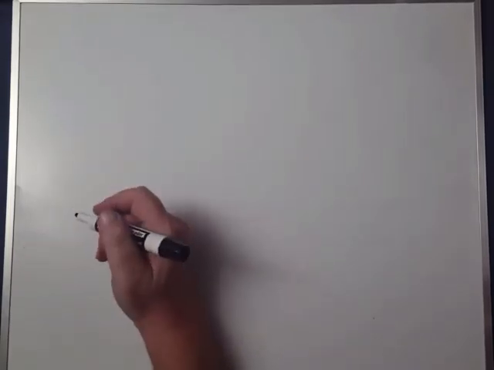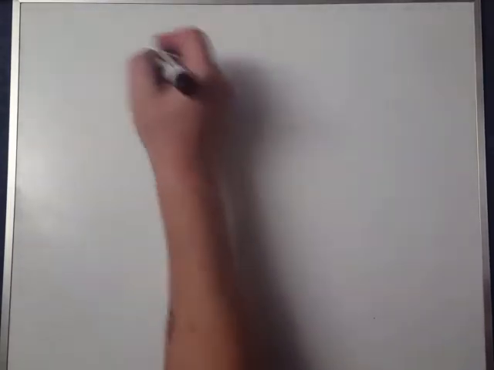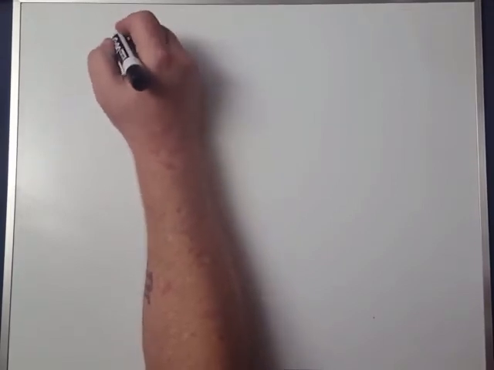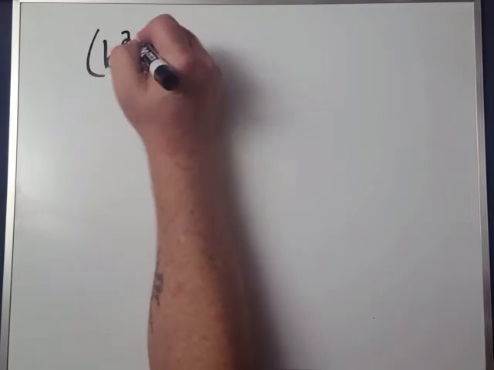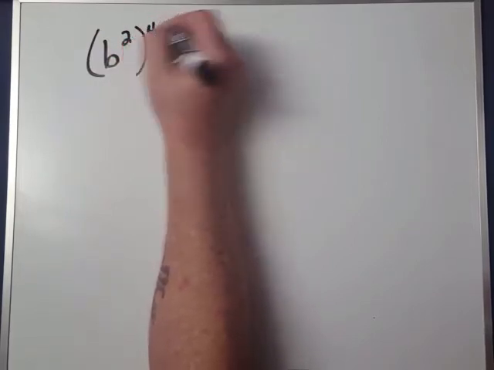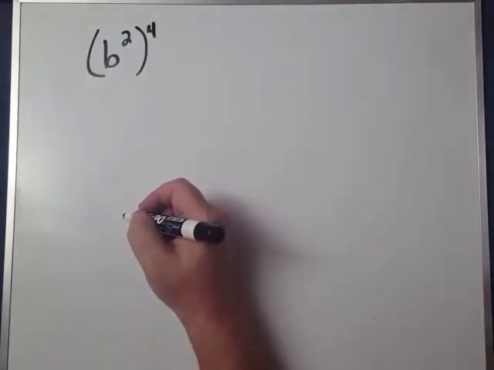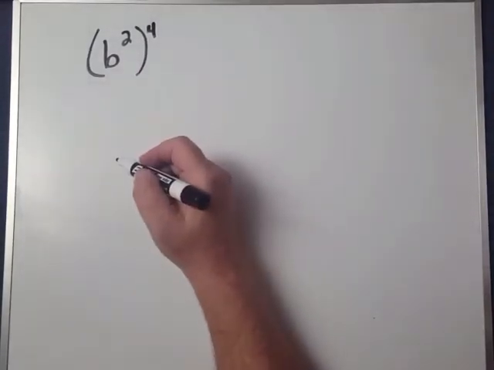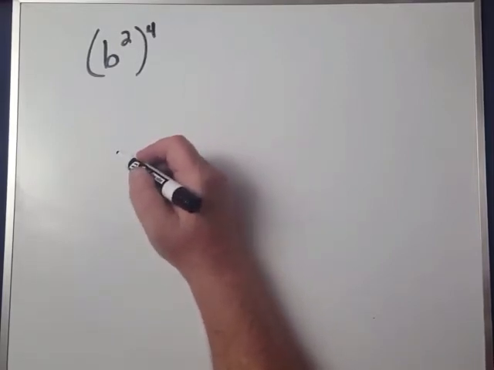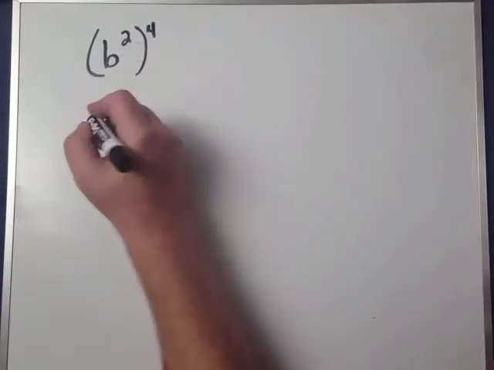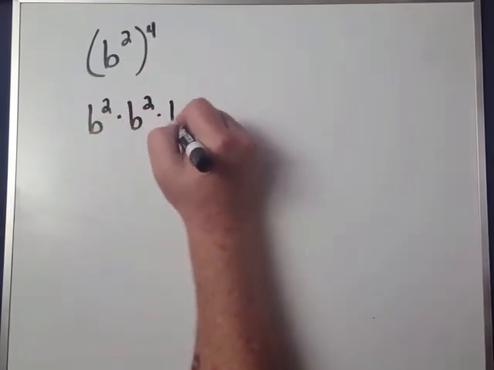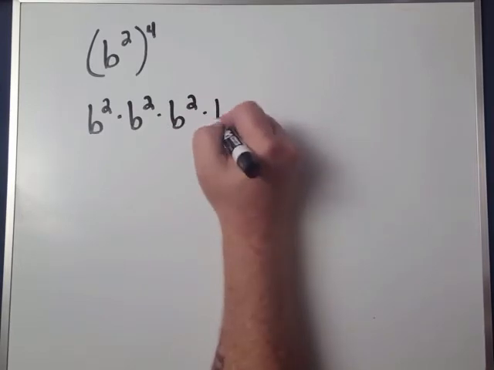The next rule we're going to develop, let me start with something that looks like this: b raised to the 2nd power, all raised to the 4th power. Is there any way I can simplify this expression? Well, let's go back to our definition of exponent. Something to the 4th is that thing times itself 4 times.